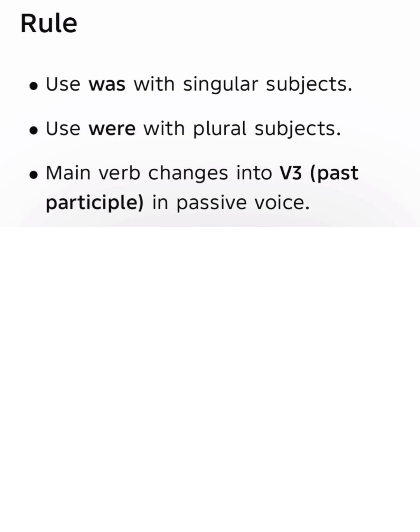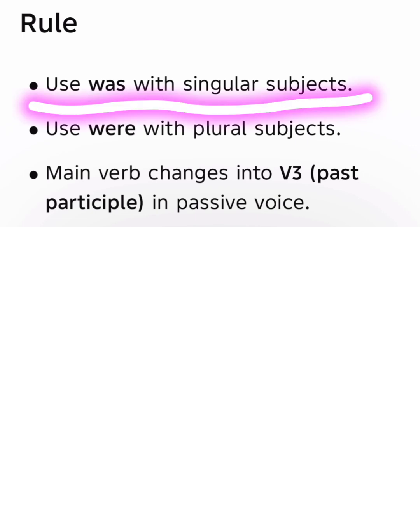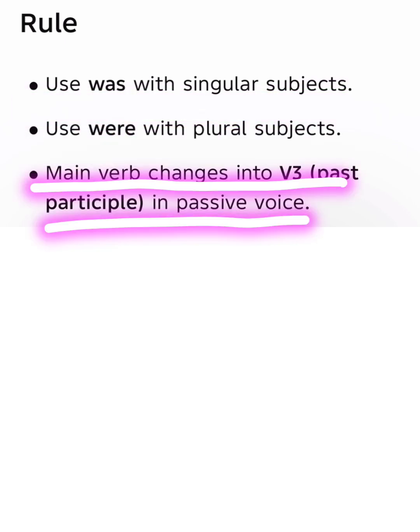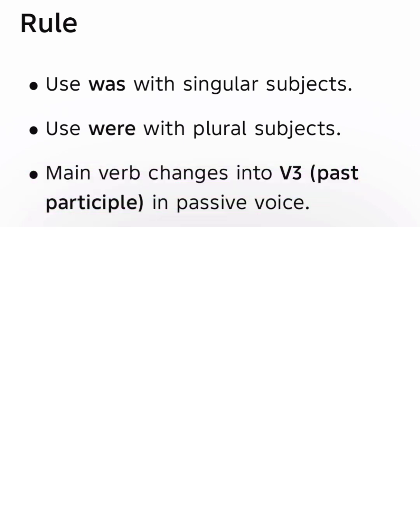And here are the rules. Was is used with the singular subject, were is used with the plural subject, and the main verb changes into third form, the past participle. This is the passive voice; the third form of the verb will be used. So this formula is for every passive voice. Was will take the singular subjects, I, he, she, it, and a singular noun. Were takes plural subjects, you, we, they, and a plural noun.